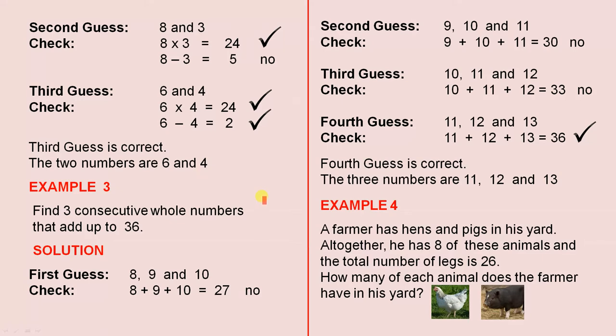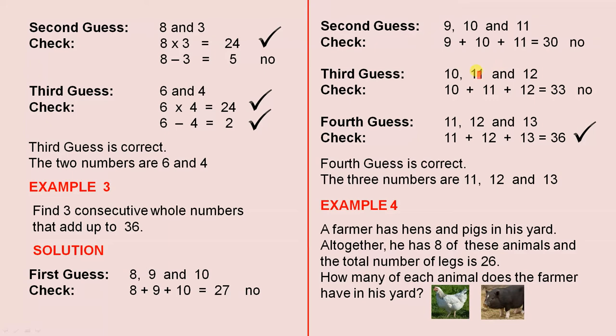Example 3. Find three consecutive whole numbers that add up to 36. Solution. The first guess, 8, 9 and 10. 8 plus 9 plus 10 is 27. That's not what the problem's asking because the numbers have to add up to 36. Second guess, 9, 10 and 11. 9 plus 10 plus 11 is 30. That's not what the problem's asking.